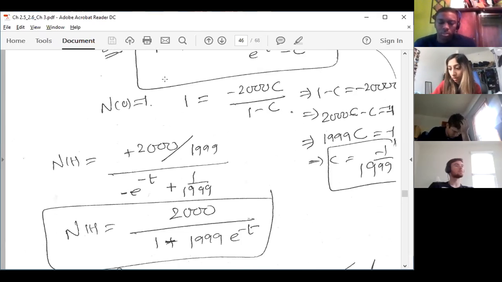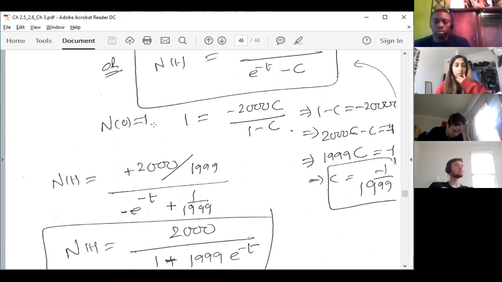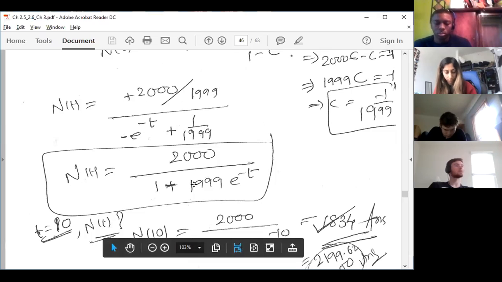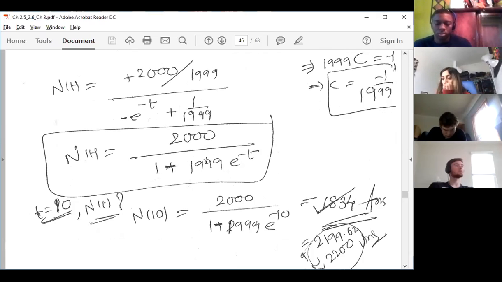Plug that value over here in this latest equation. Divide by 1999. Last time we divided by 999. Here it is 1999. So divide by this number, you are going to get this one: 2000 divided by 1 plus e to the power negative t, negative 1999. And now it says that there is no k over here.